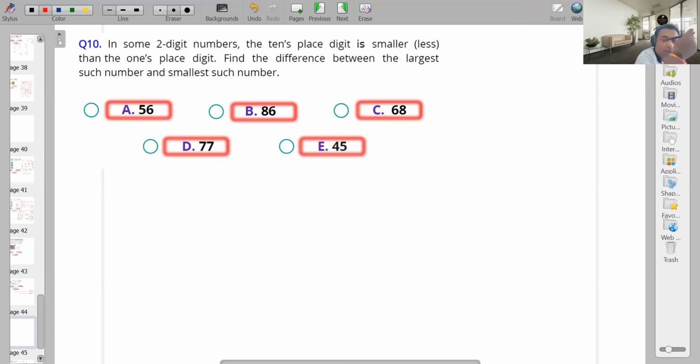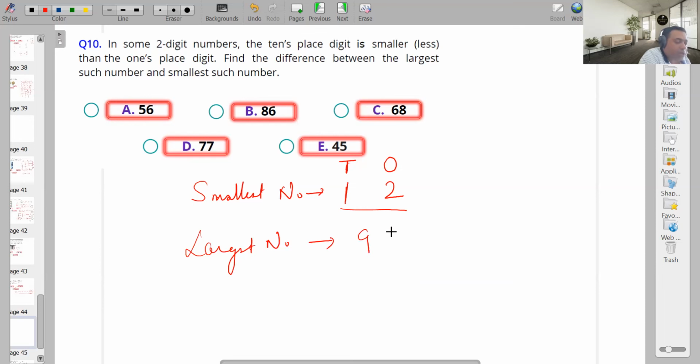If it's a 2-digit number, then the tens place digit cannot be 0, correct? But you have to find the smallest number. So the smallest number will have at least 1 in the tens place. And because the tens place digit is smaller than the ones place digit, for making the number smallest, you can have a 2 here. So this becomes your smallest number, which is 12.